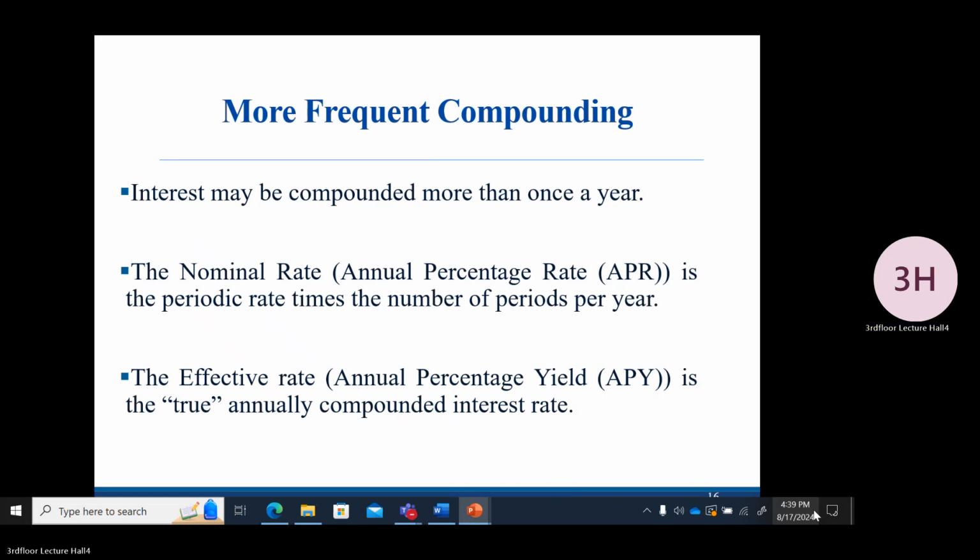Have you seen when you look in the newspapers the advertising of fixed deposits? In the advertisement, it is mentioned: annual interest rate is this, annual effective rate is this. Have you seen that? For example, the annual interest rate is 12%, the annual effective rate is 12.2 or 12.5.